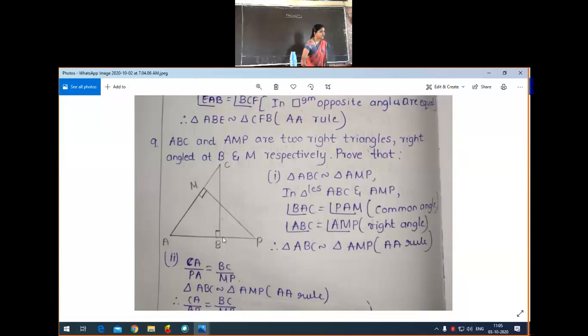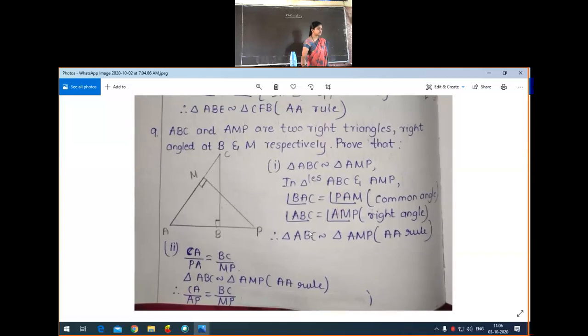Next, we can use the right angle: angle ABC of triangle ABC is equal to angle AMP of triangle AMP, both right angles. So two angles of one triangle are equal to two angles of the other triangle. Then using AA criteria we can say that these two triangles are similar. First part is over.